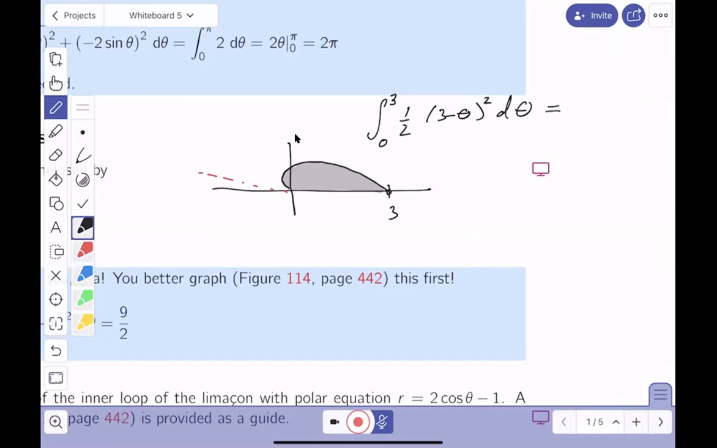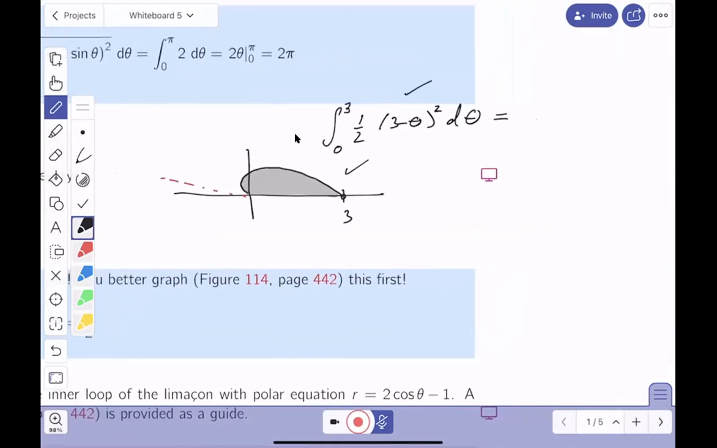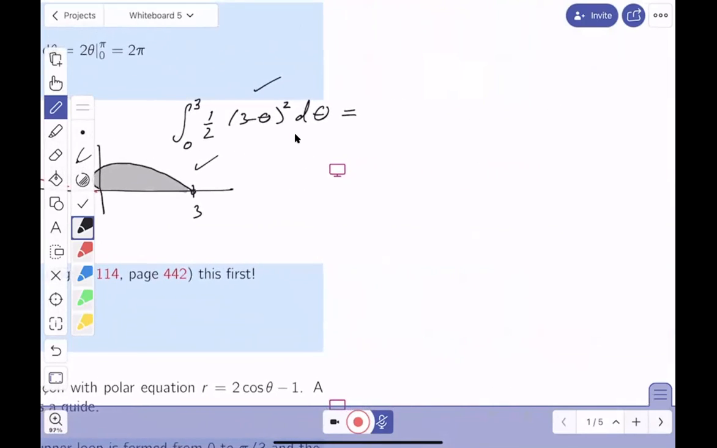Now on an exam, this would be considered a milestone. In other words, you got a picture down and you got the integral down. The final milestone is, could you do the integration? So I'm going to try to do it. What do you get? 1/2 the integral from 0 to 3 of 9 minus 6 theta plus theta squared d theta.